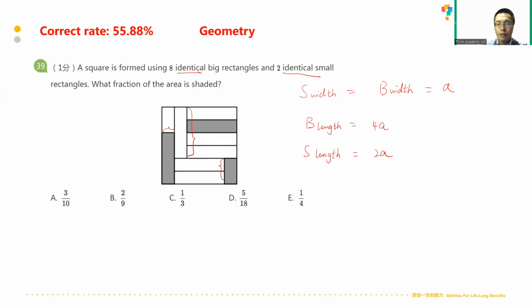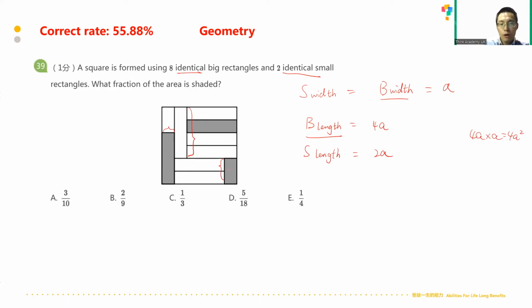Okay, so it's 2 big rectangles. For a big rectangle, we find the area, remember, using width times length. So that will be 4A times A, which is 4A squared. Don't be afraid of the A squared right here. They will be canceled out.